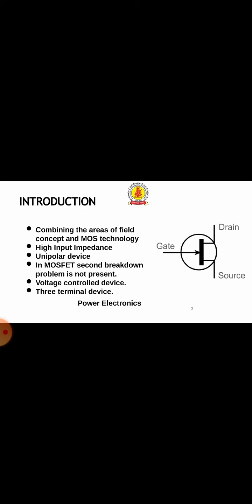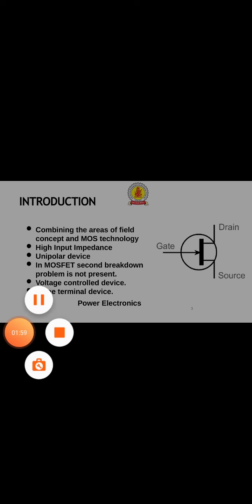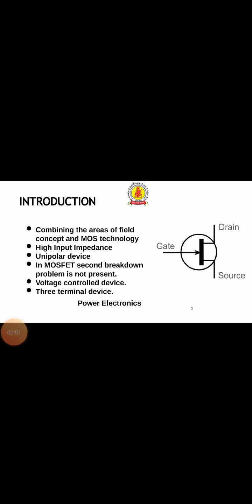So the MOSFET is developed by combining the area of field effect concept and MOS technology. It has three terminals: drain, source and gate. BJT is a current control device, but MOSFET is a voltage control device. It is also a unipolar device, as its operation depends only on majority carriers.